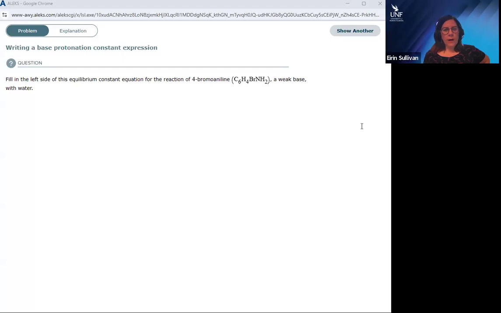So, how do we write a base protonation constant expression? Well, the first thing you've got to realize is what happens when a base dissociates. Well, a base is a proton acceptor. So, even if we've never seen the base before, we should be able to write the formula for its conjugate acid. So, for any base, B (aq), it will react with water, which of course is liquid.